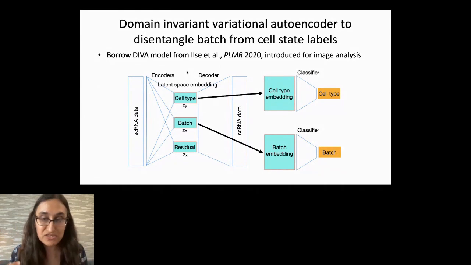Okay, and it's semi-supervised, so if your data set is partially labeled, so we have cell type labels, then we attach this classifier where we're trying to predict the known cell types. And we also encode the batches that we know in our data. Okay, and we have a batch classifier.